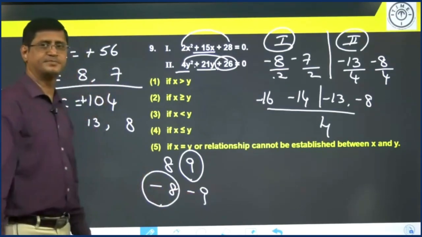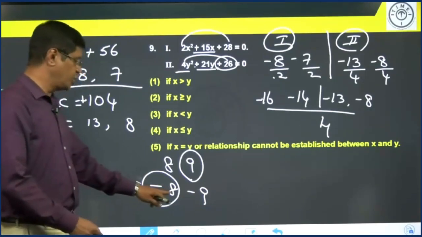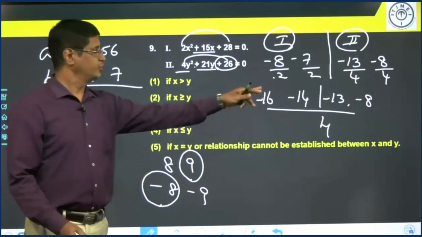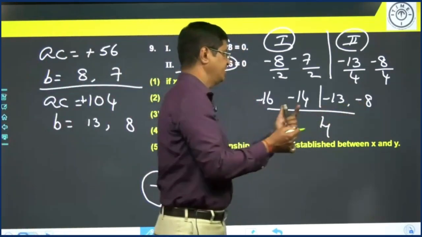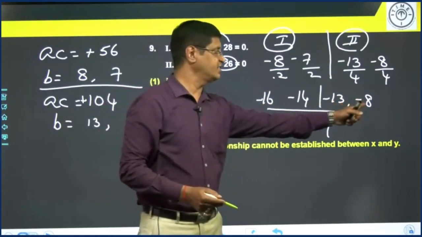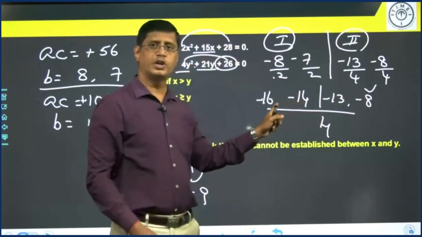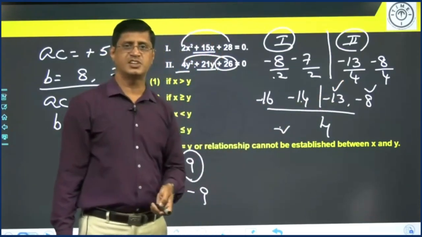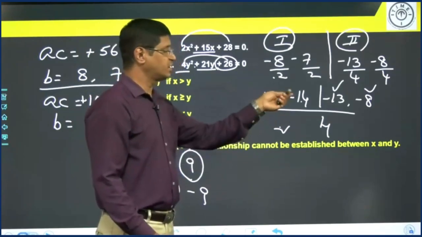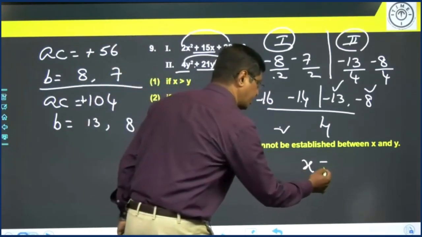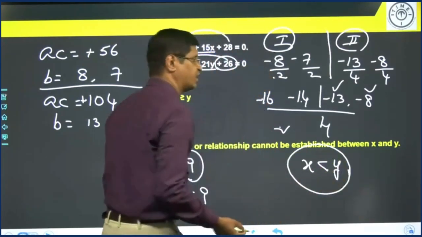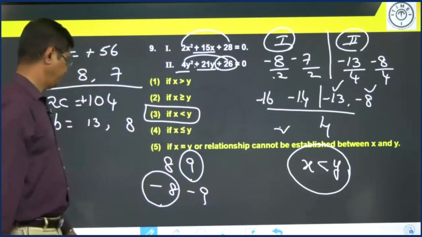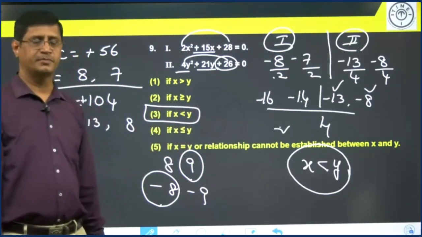This is the larger one. In negatives, the smaller numerical is the larger. In positives, the larger numerical is greater. So, here minus 8 is greater than minus 14, minus 16. Minus 13 is also greater than minus 14 and minus 16. It means the roots of the first quadratic equation are less than the roots of the second quadratic equation. So, what is the right choice here? Option number 3. The third choice is the right answer.